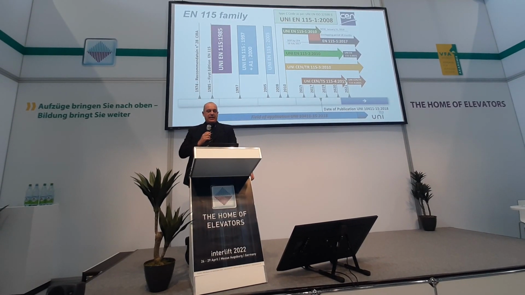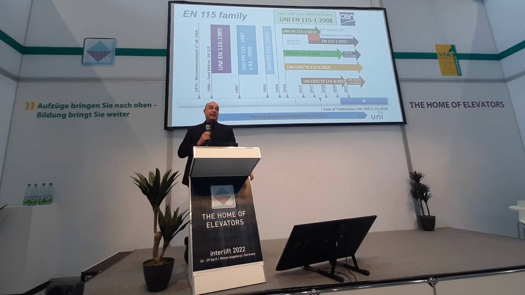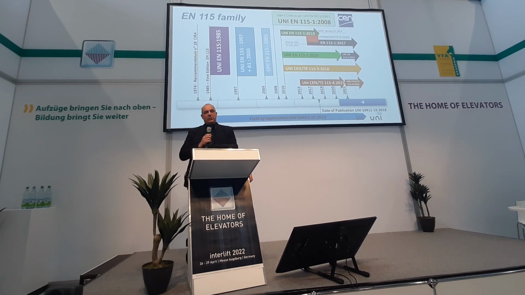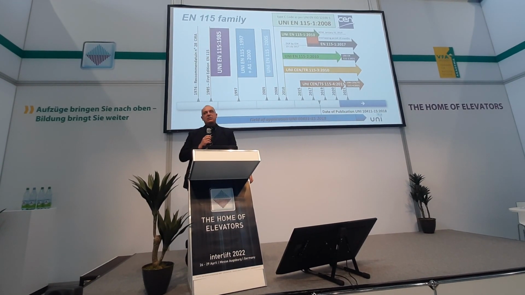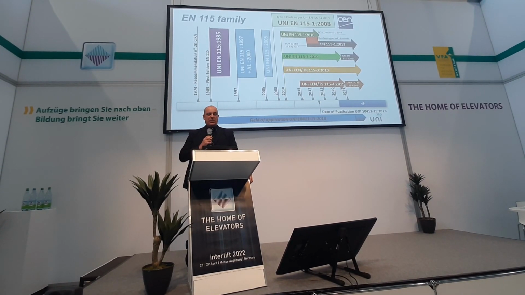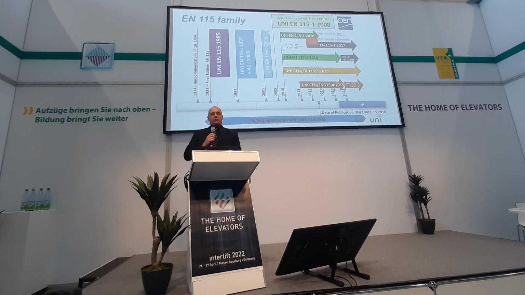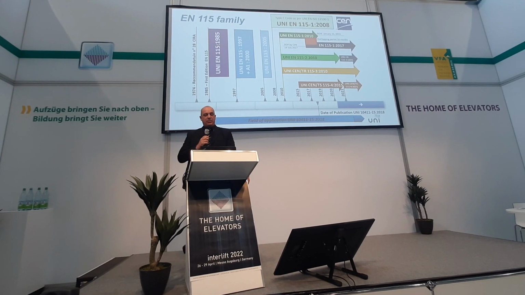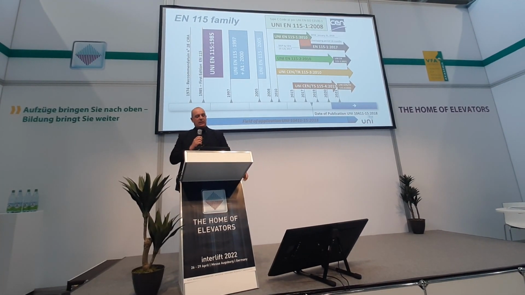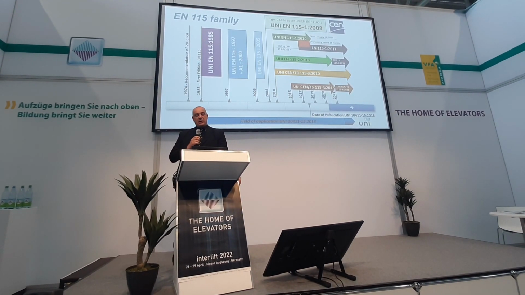So this is the difference why we developed that code in Italy, if somebody is asking. Then we have another component of the EN 115 family, which is a technical report, which is EN 115 part 3. This technical report is simply the comparison between the latest version of the EN 115 part 1 and the previous version. So in this case, EN 115 part 1 2017 and EN 115 part 1 2010, or better 2008 plus addendum 2010.